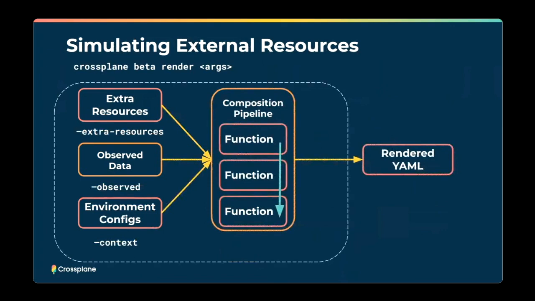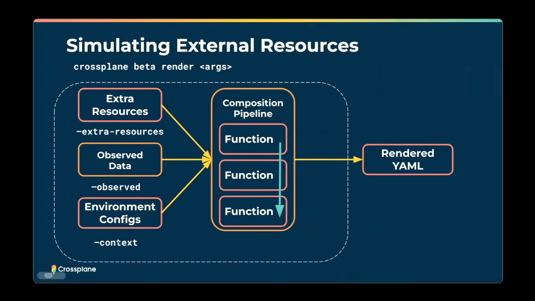So in crossplane beta render, to use these, we have several command line options, right? If you want to use extra resources, you're going to use the extra resources command line option. And we'll have an example of this in a bit. Observed data, there's observed. And then finally, environment configs, we use something called context, right?